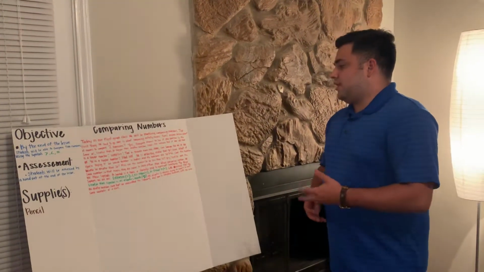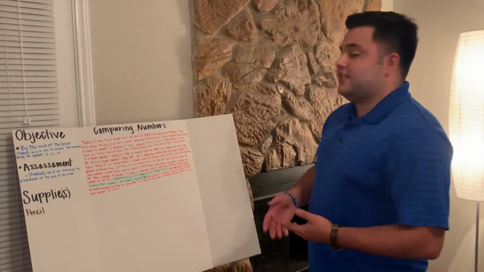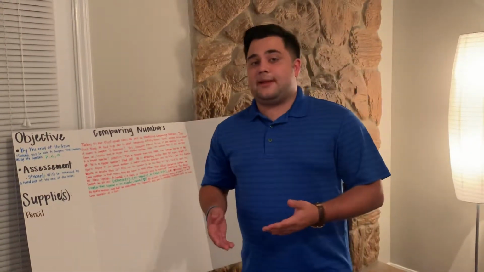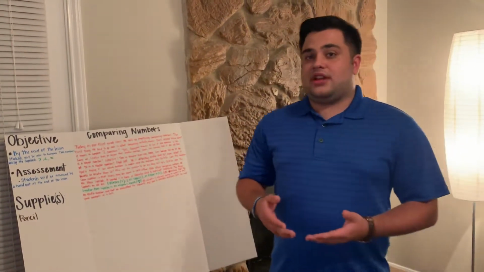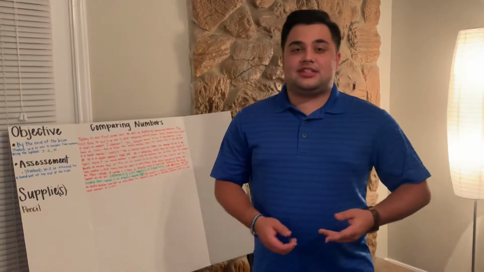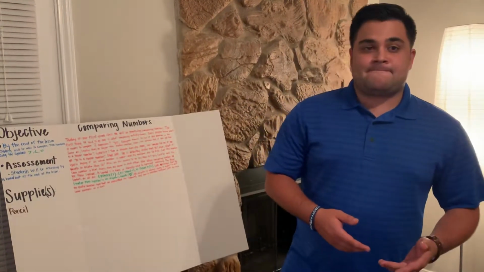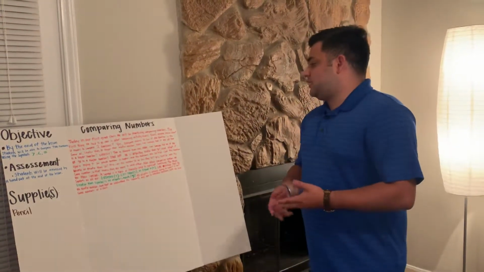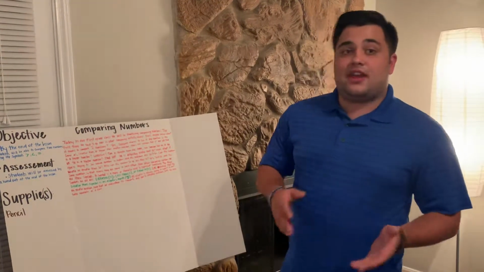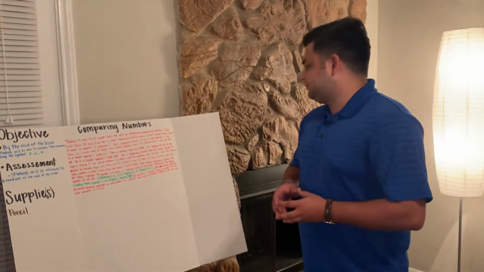Now, what if you're trying to see which number is higher and the numbers that you were given are 20 and 20? Is 20 greater than 20? Is 20 less than 20? Now, since 20 and 20 are the same number, they are considered equal to each other.